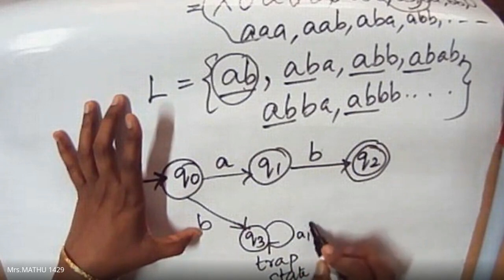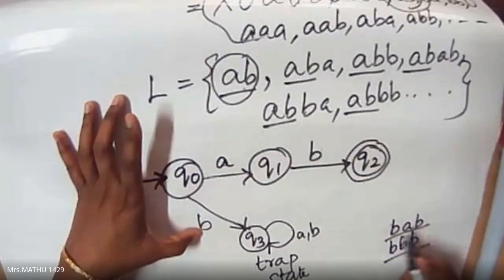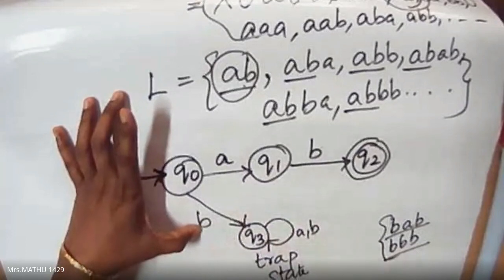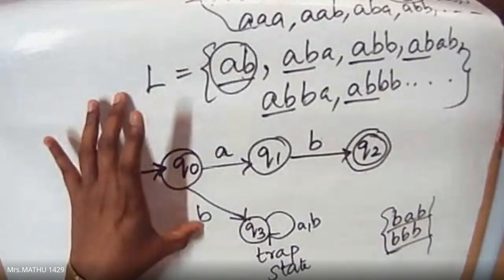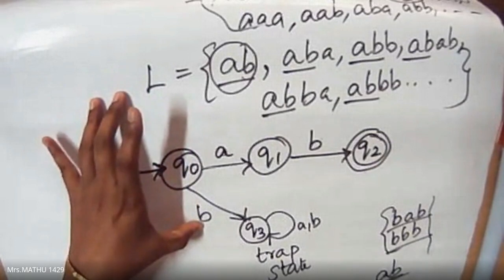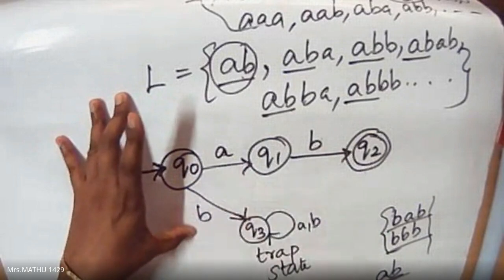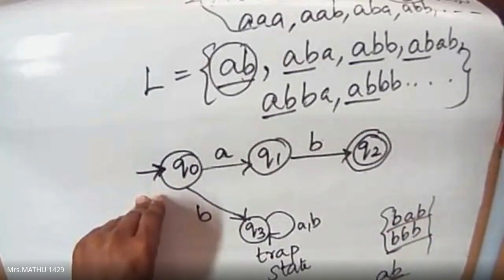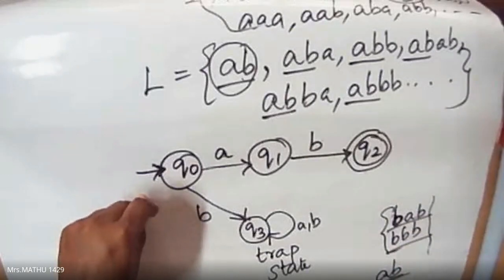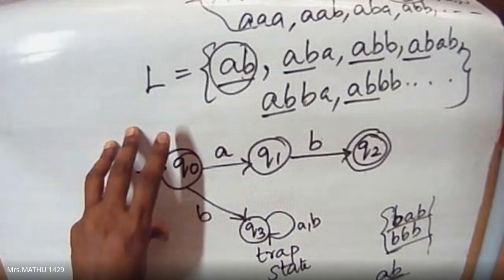After that, if you have some string like BAB or BBB, anything, whatever string comes, the machine will not accept. Do you understand? The machine will not accept all these strings. Why? The condition for this language is it should have a prefix AB. So when you give an input to the machine, if that input starts with B, the machine should say that it is not accepted. That is why we are giving a trap state here.